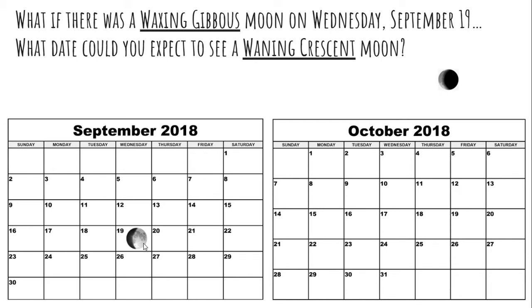So just like the new moon and the full moon, these two moons, because they're across from each other, are approximately 14 days apart, which means that's 2 weeks. So to find this waning crescent date, we would start here. 1 week would be on the 26th, and 2 weeks would be somewhere around October the 3rd.